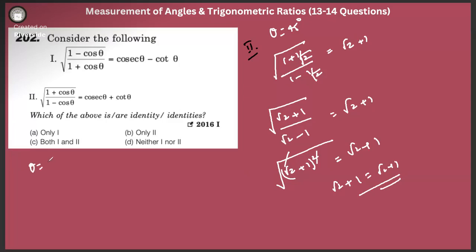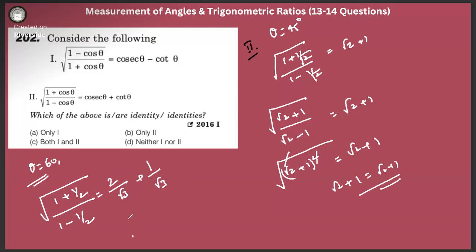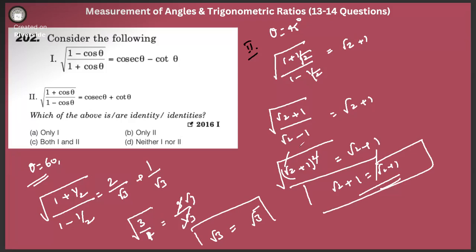Again, you can take theta equal to 60 degrees all over again. So 1 plus cos theta is 3 by 2, and 1 minus cos theta is half. Then it is 2 by root 3 plus 1 by root 3. So over here we will have 2 plus 1, 3 by 2, right? So over here 3 by root 3 is root 3, and this one is also root 3. It cannot be a coincidence that at two different points we are getting LHS equal to RHS. So that means both of them are correct, guys.